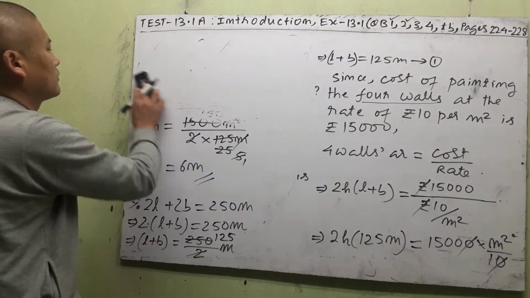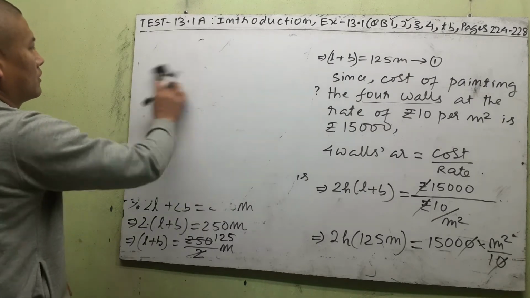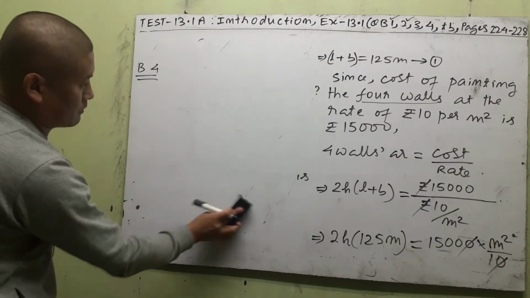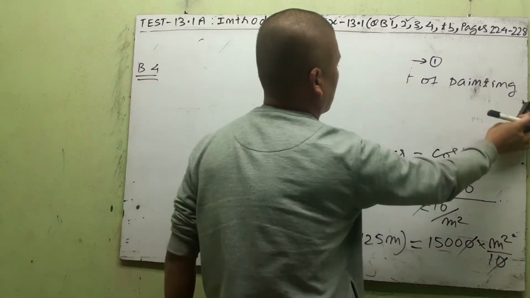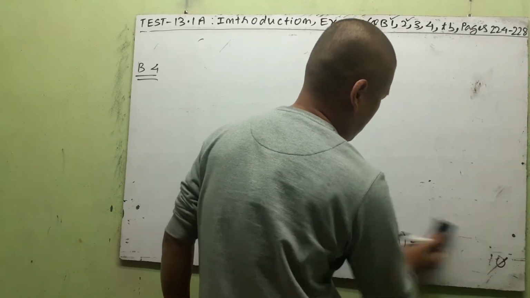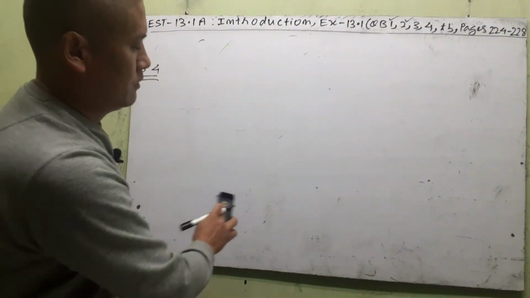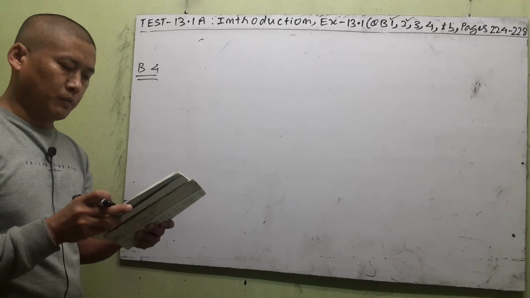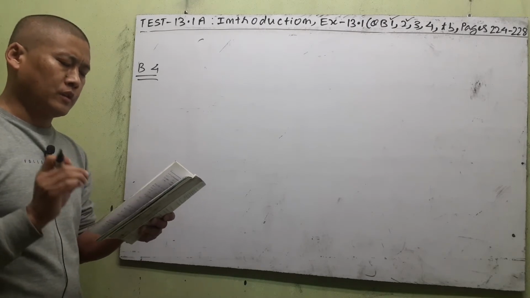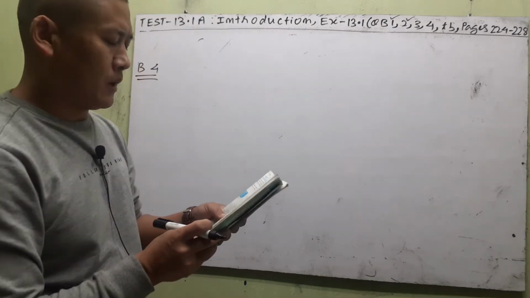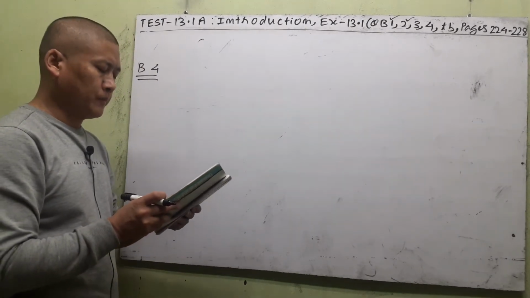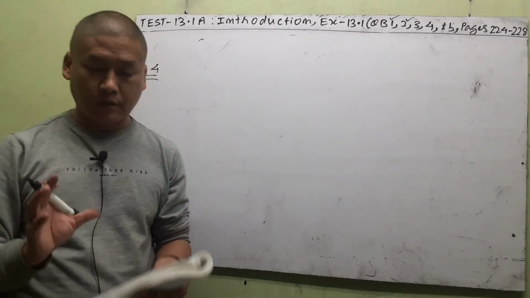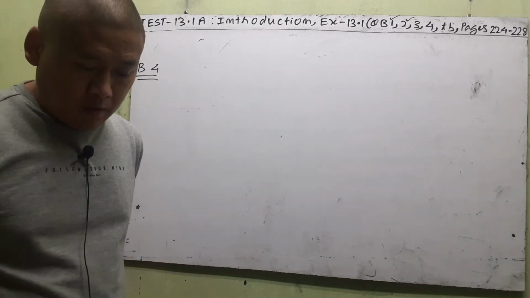Let's go and do the last question of this test portion. So B4. I read it. The paint in a certain container is sufficient to paint an area total 9.375 meters square. How many bricks of dimension 22.5 centimeter into 10 centimeter into 7.5 centimeter can be painted out of this container? Total paint. This paint can paint how many bricks?